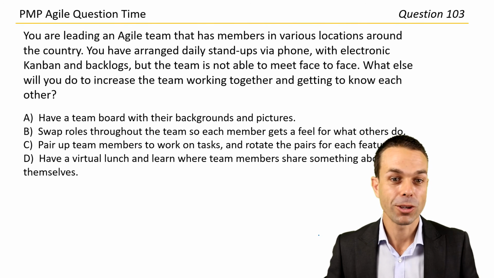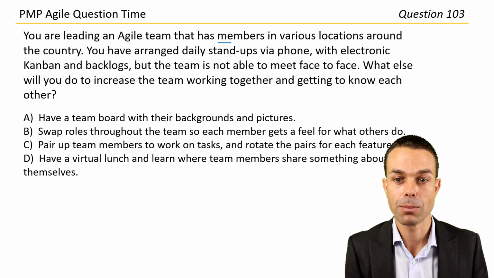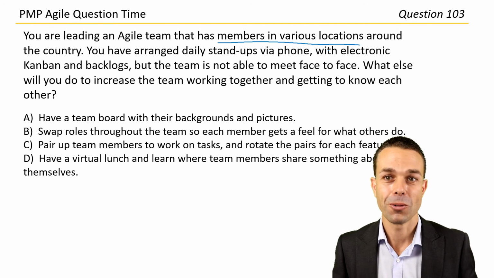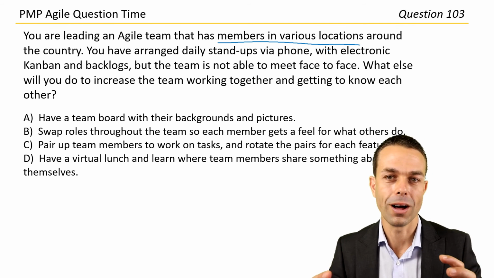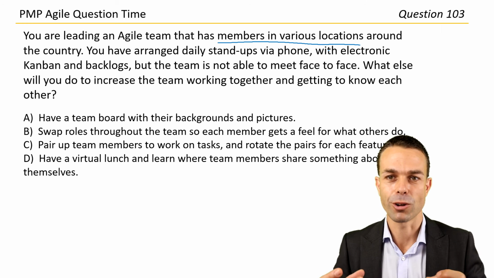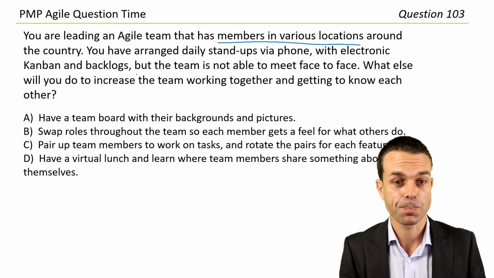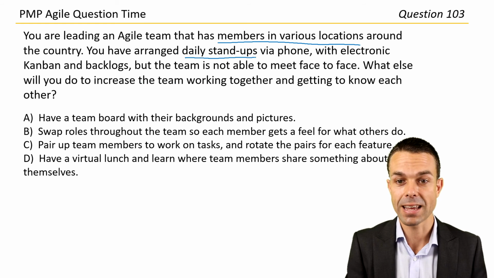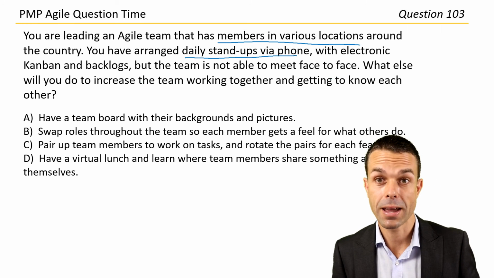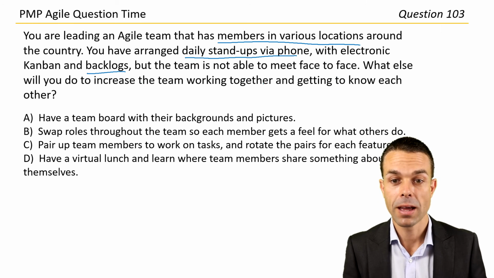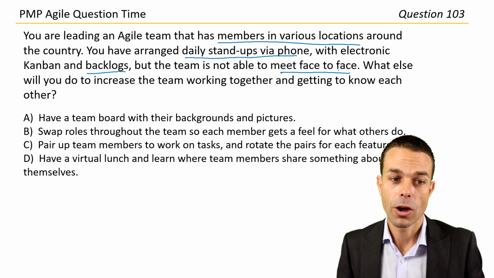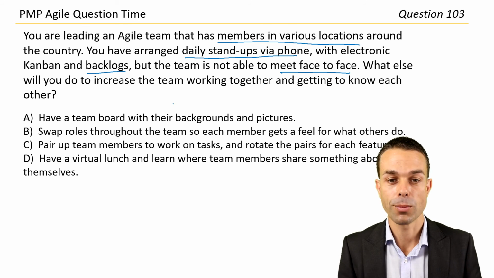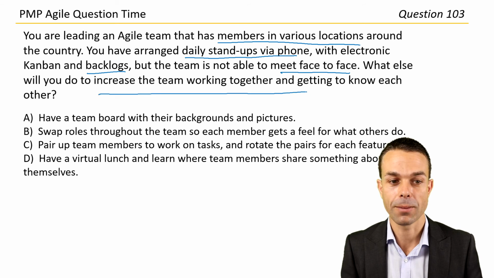Let's get into it. You're leading an Agile team that has team members in various locations. Oh wow, this is great. So this is a really good core piece of information that we can get a lot of knowledge on during these question sets. You've arranged daily stand-ups via phone with electronic Kanban and backlogs, but the team is not able to meet face-to-face.